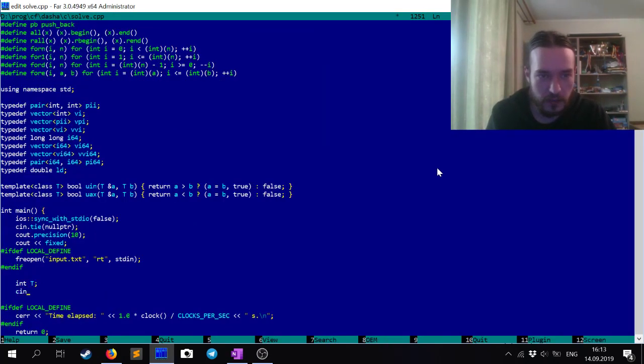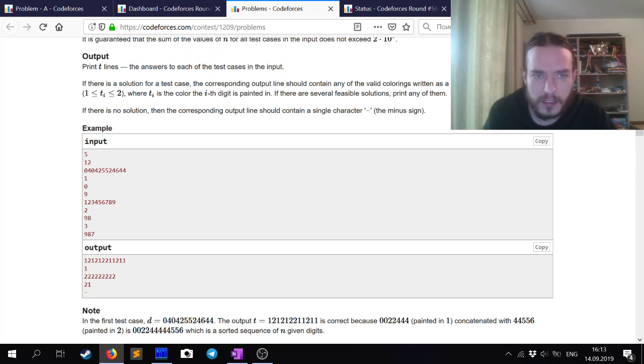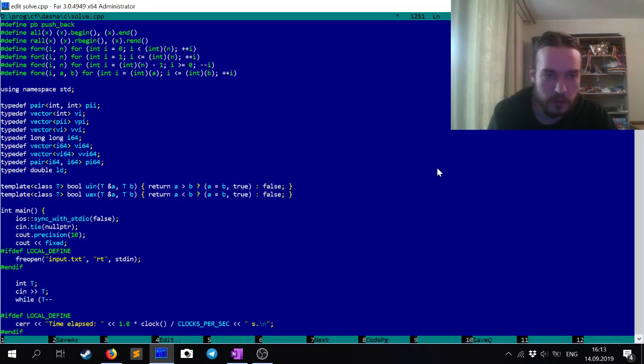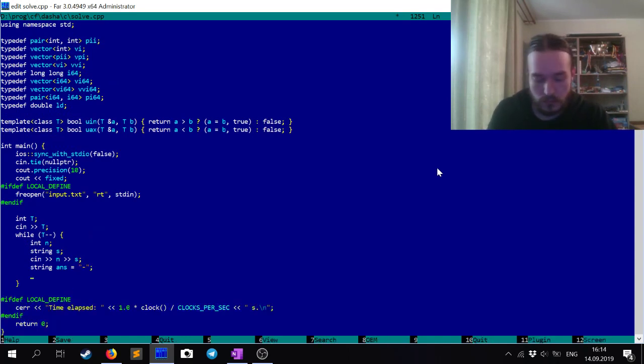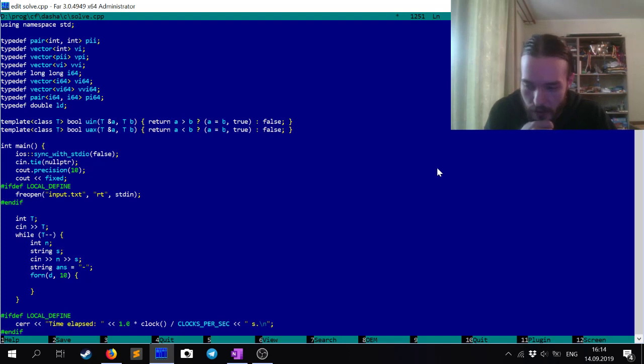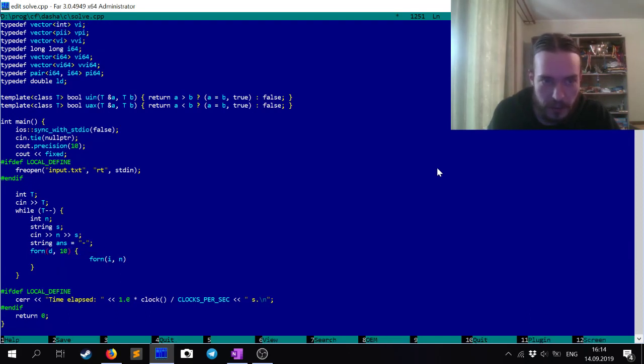So we have multi-test. We can output any of the valid ways we can. Are we guaranteed that the answer exists? No. That's fine. So now we're trying all digits that we are using. We should be fine with that. Okay, so now we go with the first color. With the first color, we can just do it like that.